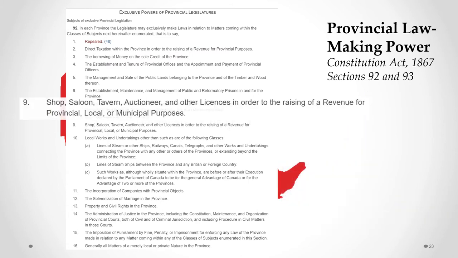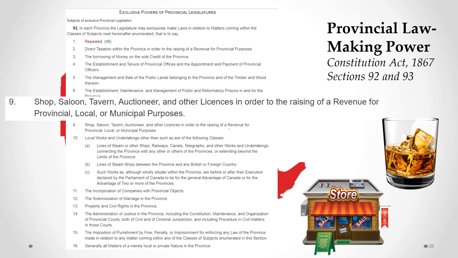The licensing of businesses, including liquor licenses, is the responsibility of the provincial government. In Ontario, if you have a restaurant, let's say, and you want to serve alcohol, you will need a liquor license. You would apply to the Liquor Licensing Control Board of Ontario to get that license.